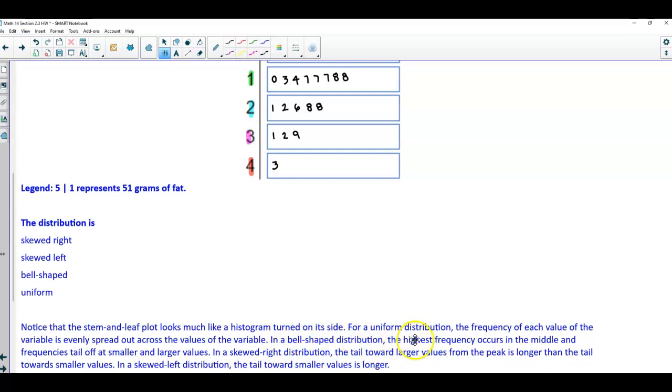Now, for a uniform distribution, the frequency of each value of the variable is evenly spread out across the values of the variable. In a bell-shaped distribution, the highest frequency occurs in the middle, and the frequencies tail off at smaller and larger values. In a skewed right distribution, the tail toward larger values from the peak is longer than the tail towards smaller values, and in a skewed left distribution, the tail towards smaller values is longer.